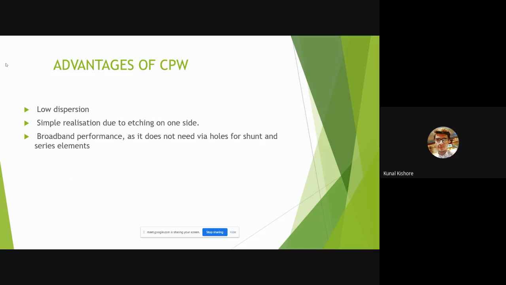The first advantage is that it has low dispersion. The second one is the simple realization due to etching on one side. And the third one is the broadband performance, as it does not need via holes for shunt and series elements.